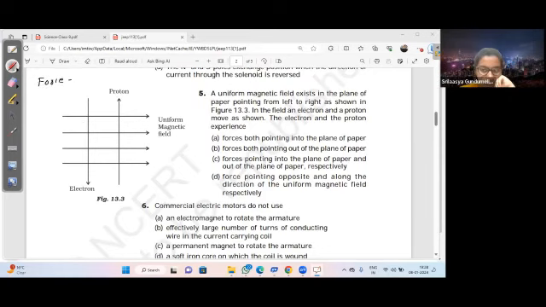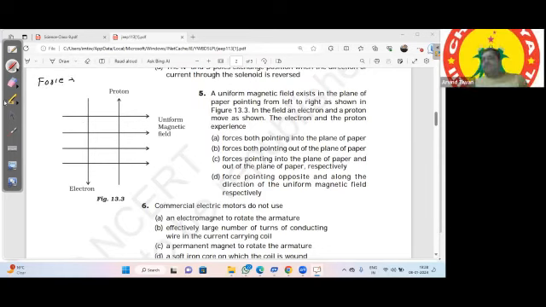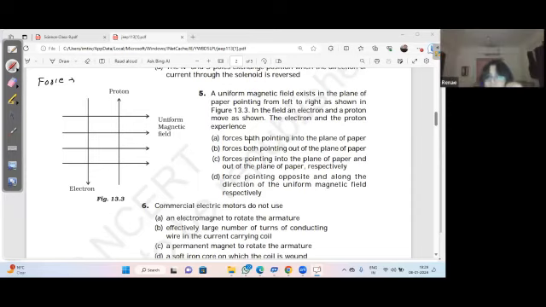Now, which rule is used to find out the direction of force? Fleming's left hand rule. Okay. So Rene will tell. Rene, what do the three fingers indicate? The thumb indicates the force. The index finger indicates the magnetic field's direction, and the middle finger indicates the current's direction.